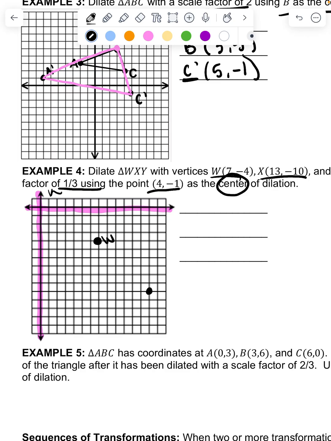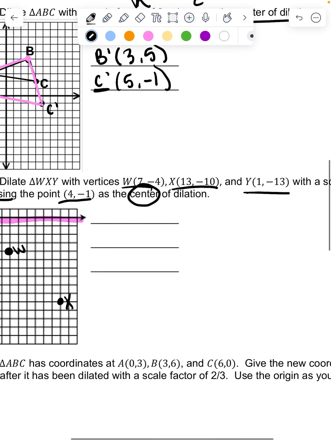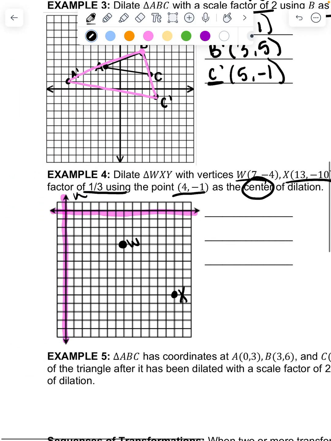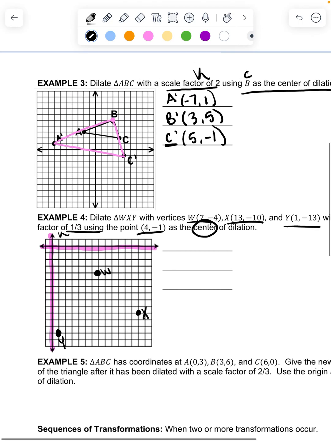Believe it's right there. So there's X. And then Y is at 1, -13. All right, so there's Y. All right, I am going to go ahead and connect those dots because I know it's a triangle.